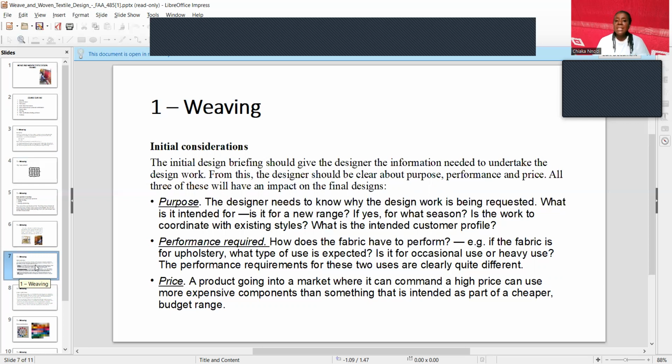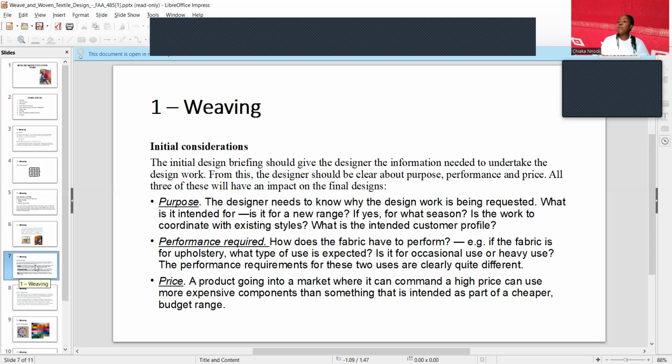Now, purpose. The designer needs to know why the design work is being requested. What is it intended for? Is it for a new range? If yes, for what season? Is the work to coordinate with existing styles? What is the intended customer profile? These are important to know the purpose for which you're weaving, and it will affect the kind of weaving, what you're weaving for.